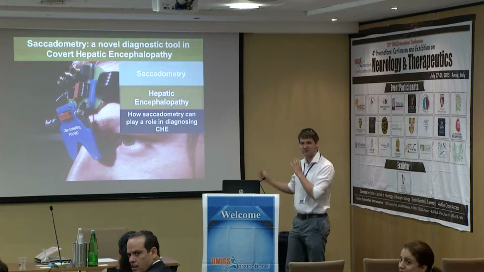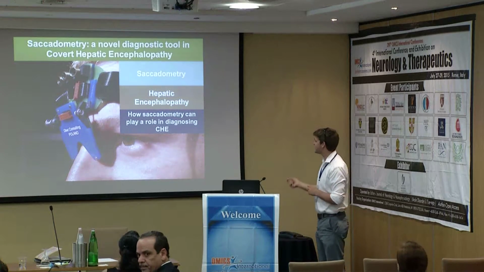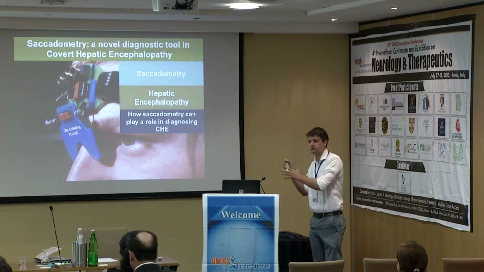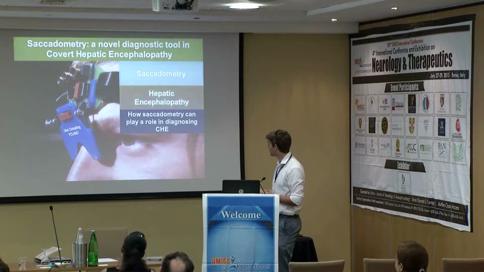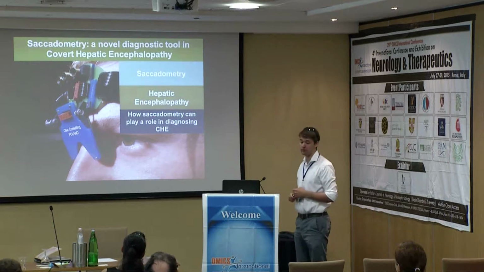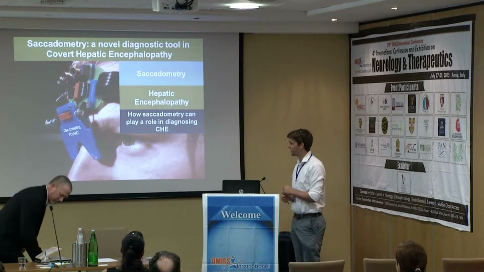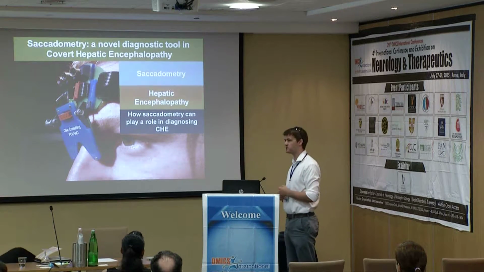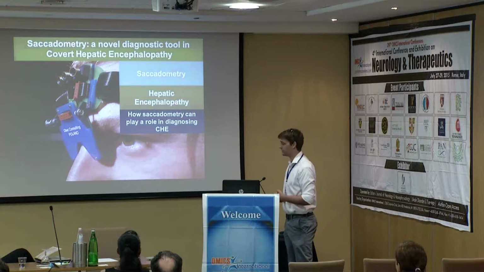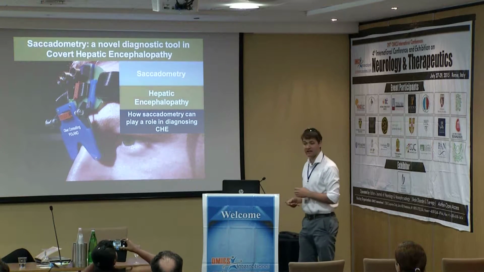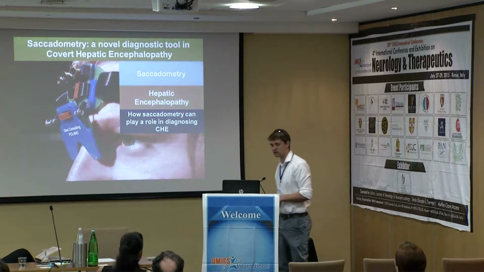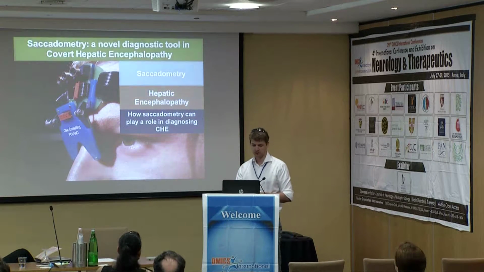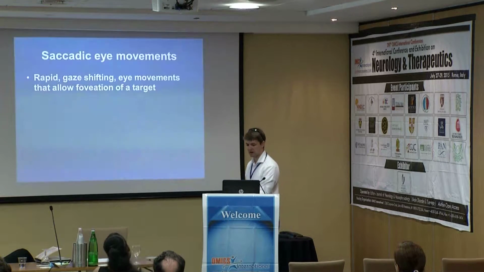In order to properly talk about this title, I need to first of all talk about saccadometry, how it's been used in the past, and a bit about the basics behind it as well. Then talk about hepatic encephalopathy, again what it is, and some of the pitfalls that there have been in terms of actually diagnosing it in the past. And then tying these two subjects together, I'm going to talk about how saccadometry might play a role in diagnosing covert hepatic encephalopathy. So first of all, talking about saccadometry.